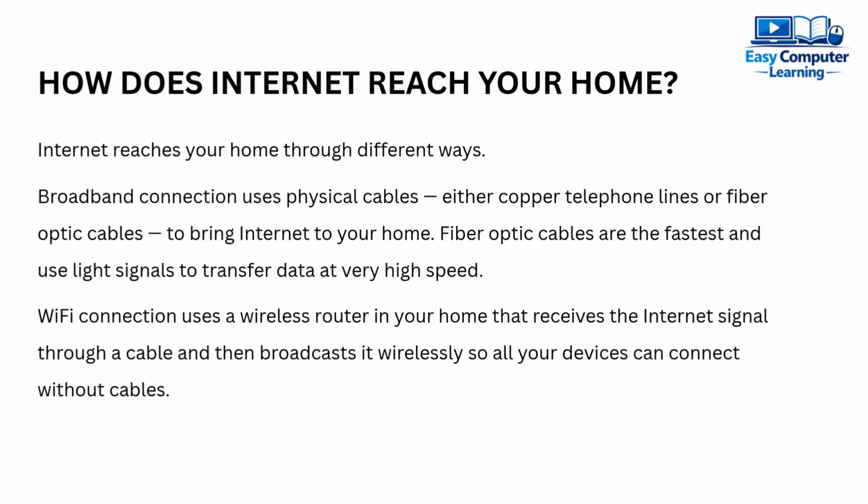How does internet reach your home? Internet reaches your home through different ways. Broadband connection uses physical cables, either copper telephone lines or fiber optic cables to bring internet to your home. Fiber optic cables are the fastest and use light signals to transfer data at very high speed. Wi-Fi connection uses a wireless router in your home that receives the internet signal through a cable and then broadcasts it wirelessly so all your devices can connect without cables.